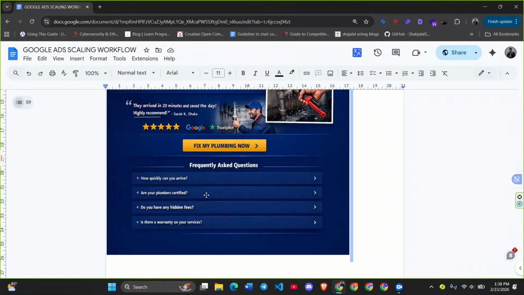Okay. And also you can use dynamic keyword insertion. So you can personalize headlines dynamically. Example: "Get" then you insert the keyword here, "professional plumbing service today". Okay. And also speed optimization. Page speed directly impacts conversion rate and quality score. So always target mobile load speed under 2.5 seconds, desktop speed under 2 seconds. Okay.